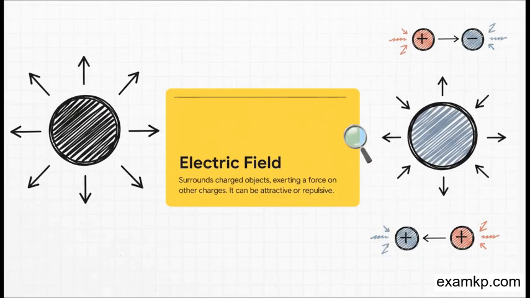Now, let's move on to electric fields. It's actually very similar to a gravitational field, but this one is created by electric charges instead of mass. But here's the key difference. You have to remember this. Electric fields can be both attractive and repulsive. You know this already. Opposite charges attract, while like charges repel.